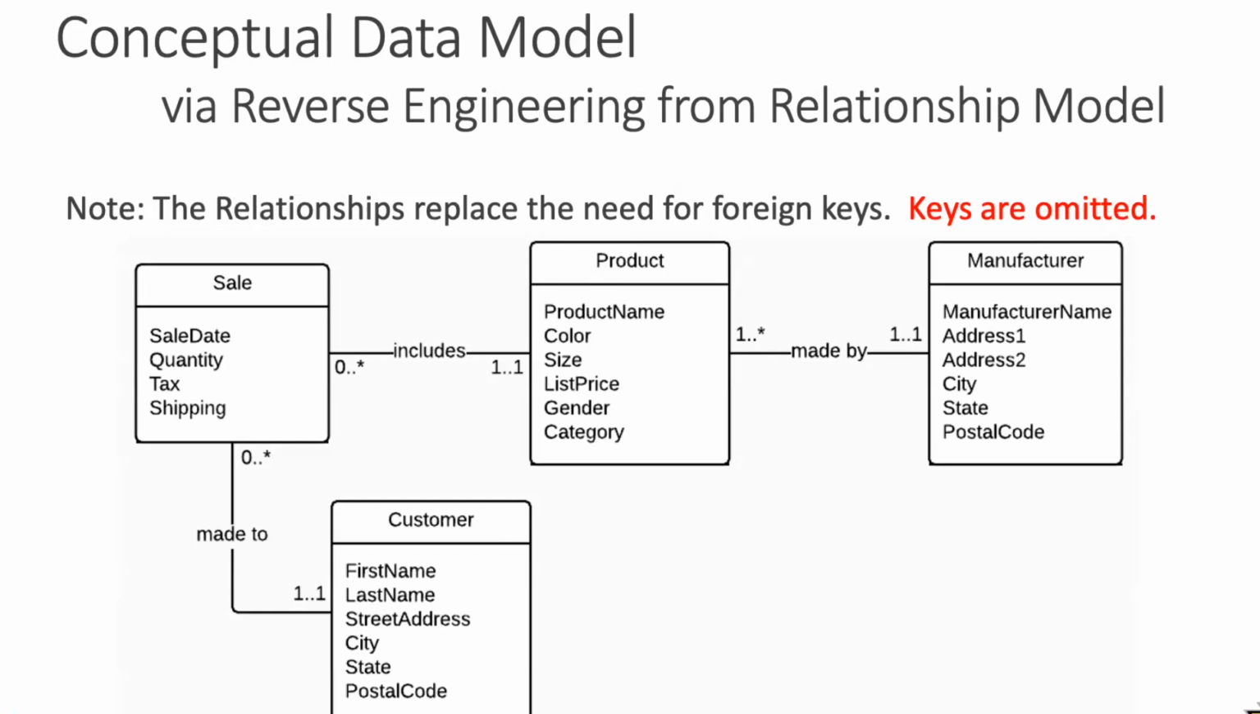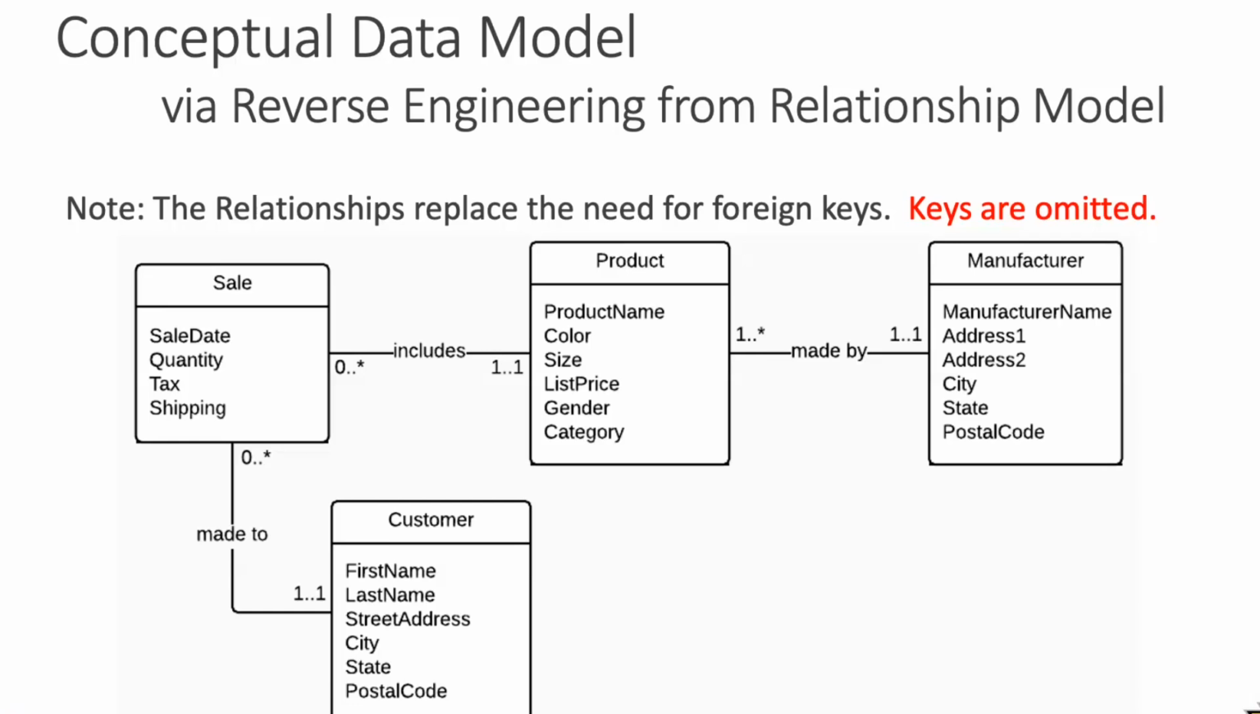Let's read this class diagram together, okay? So the sale includes some products, right? In this specific example, each sale is related to only one product. Each product can be in zero sales or many sales, and the product can be made by one and only one manufacturer, and the manufacturer can make one or many products.